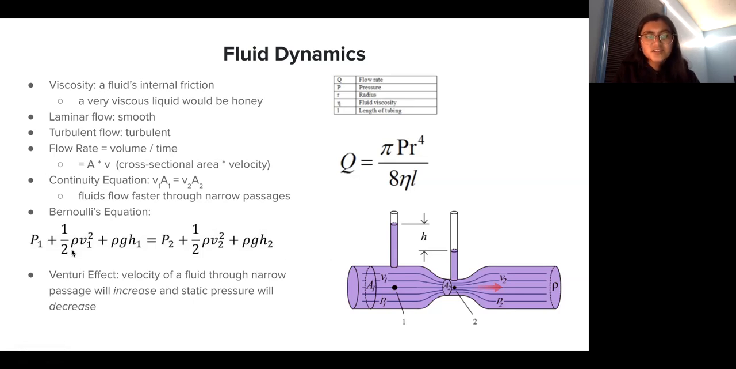Yep, and then the Venturi effect is that the velocity of a fluid through a narrow passage will increase and static pressure will decrease. So this is actually a Venturi tube. And what we said about the velocity of the fluid is what I said earlier as well.